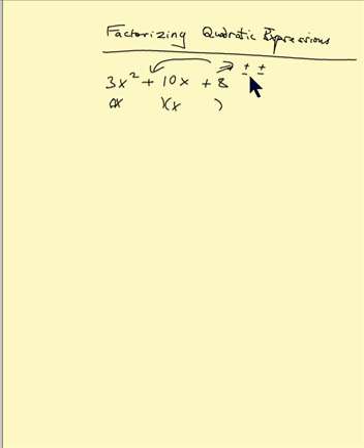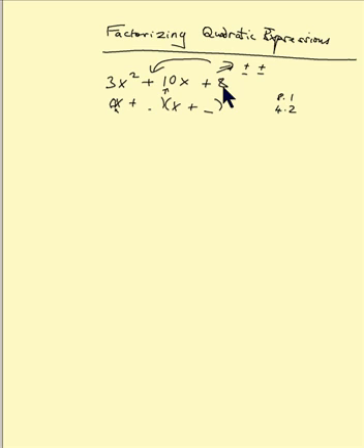So once we've decided which signs we're going to use, we've got to factorize the last term in the expression, which is 8. So what are the factors of 8? So we could have 8 and 1, or we could have 4 and 2. The trick here is when we multiply what's here by 3x and add it to what's here multiplied by x, we should get 10x in total.